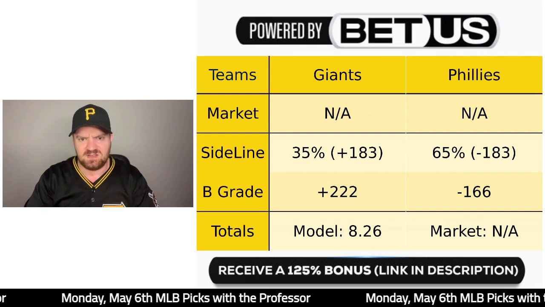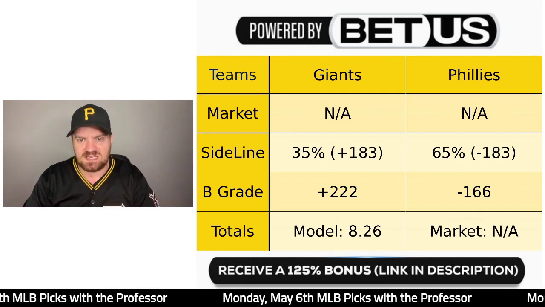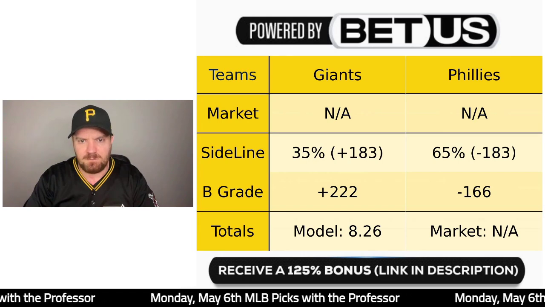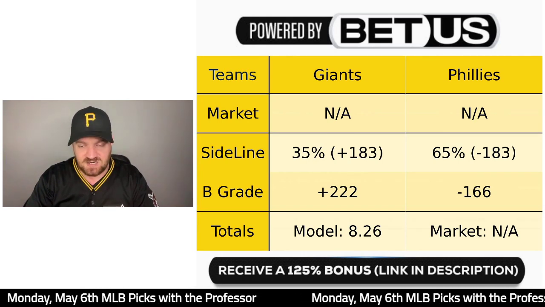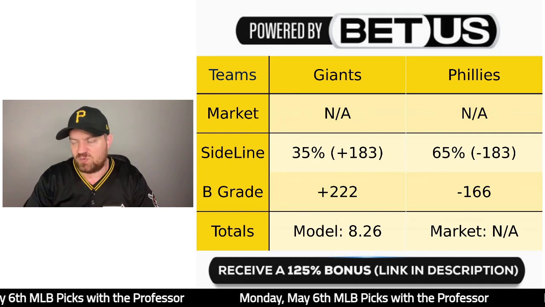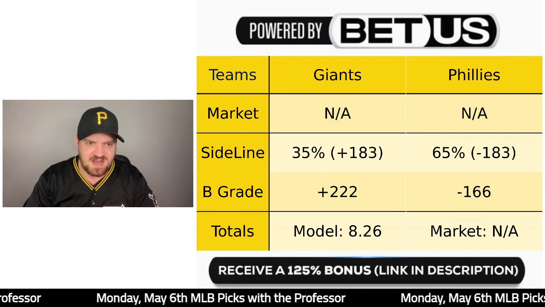So a little bit of an update here on this slide. The probability that the Phillies win is 65%. Model says that should be minus 183. B grade threshold. Thresholds are listed there. It's kind of Phillies are fast for me on this one.